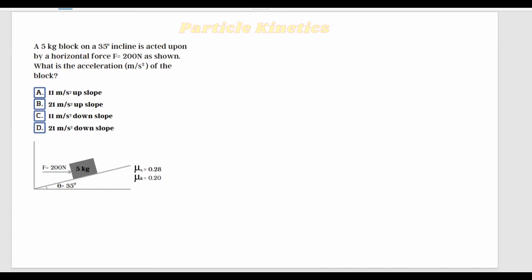Problem number 1. A 5-kilogram block on a 35-degree incline is acted upon by a horizontal force F equals 200 Newtons, as shown. What is the acceleration of the block? Okay, so we have to calculate the acceleration.